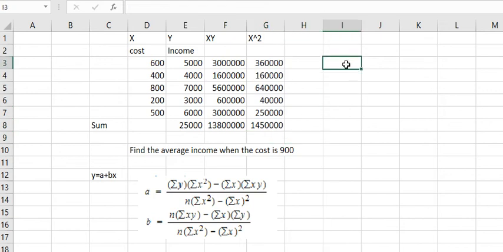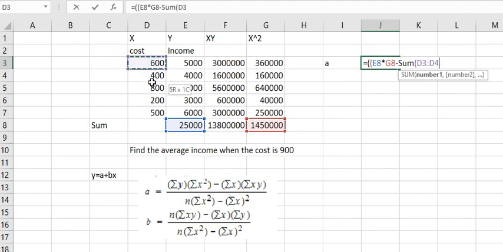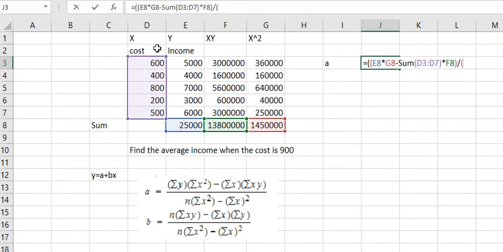Now we can calculate a. Based on the formula in here, we have the sum of y, that's it in here, multiplied by the sum of s squared, that's it in here, minus the sum of s. The sum of s should be this one, multiplied by the sum of sy, that's this one in here. Then we divide by n. N is the total number of observations. We have 5 observations in here, so that's 5.